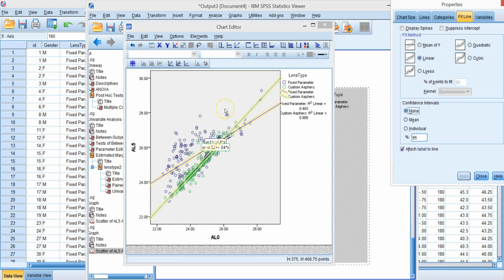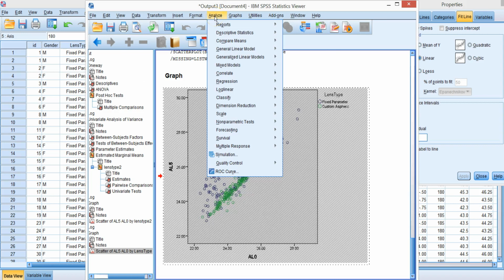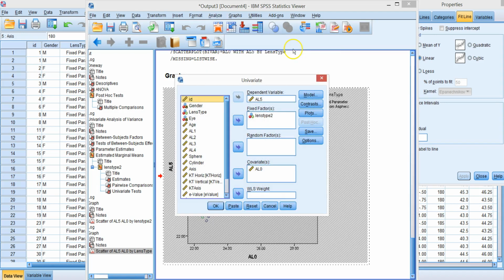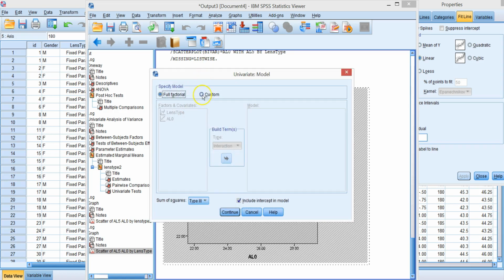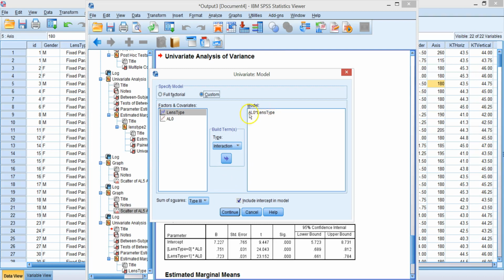The other one, you know, they weren't exactly parallel, they were pretty close. This isn't close. And if we were going to do an analysis of covariance with that, then we would come in and we would alter our model, do a custom model, because the default is calling this a full factorial. When there's a covariate, it just looks at the main effects with respect to the covariate. So we're going to come into custom. We're going to add the interaction between lens type and baseline. That gives us our interaction term, but we still need the main effects. So let's come here, lens type, ALL, ALO, and main effects.